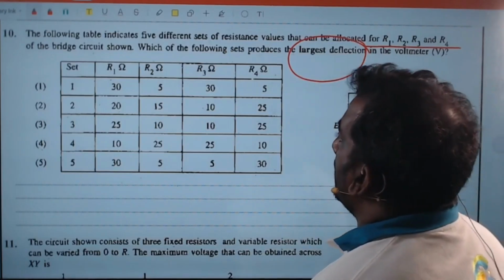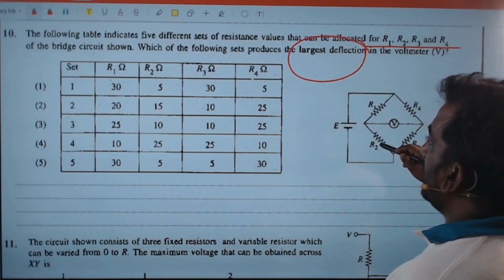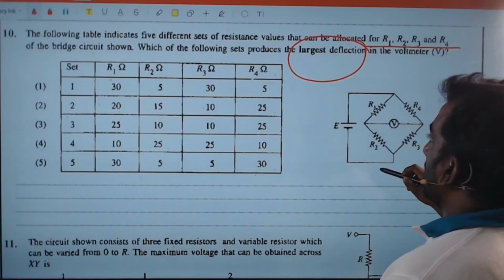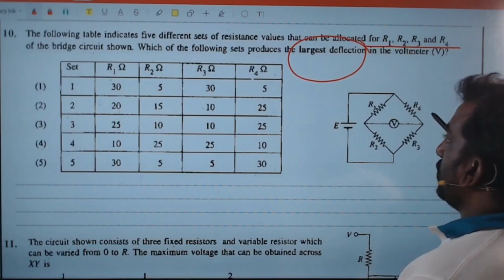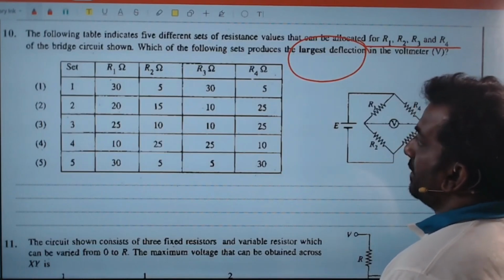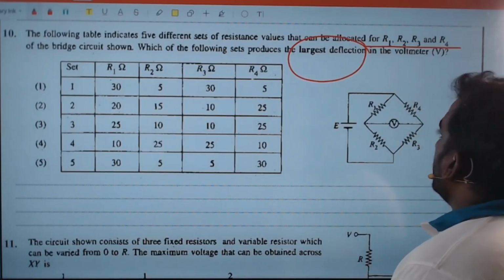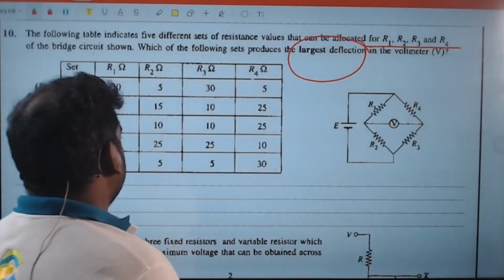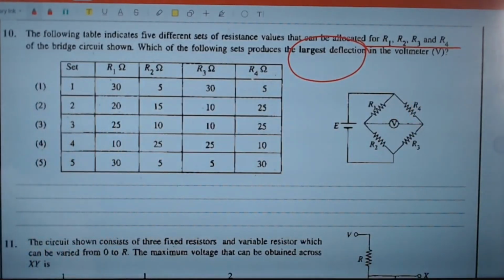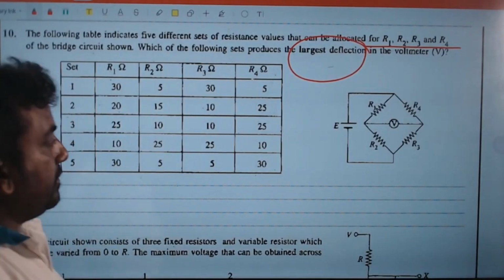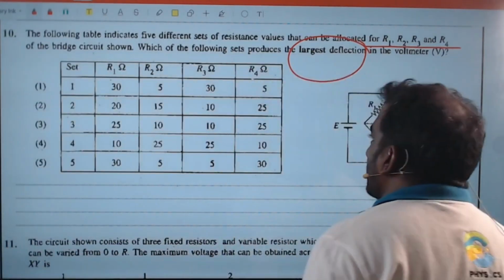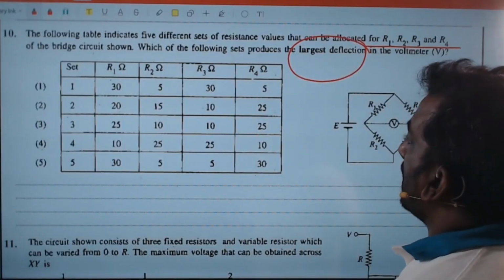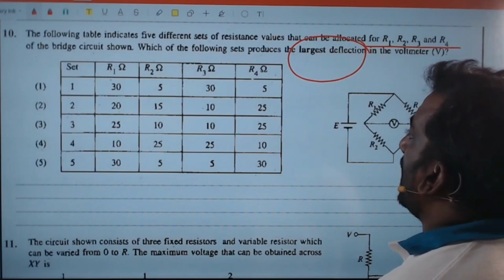Next one. R1, 20, 15. 4, 3. 2, 5. Third one. Right. So current is passing through, not a Wheatstone bridge. So Wheatstone bridge means R4 over R3 equals R1 over R2.